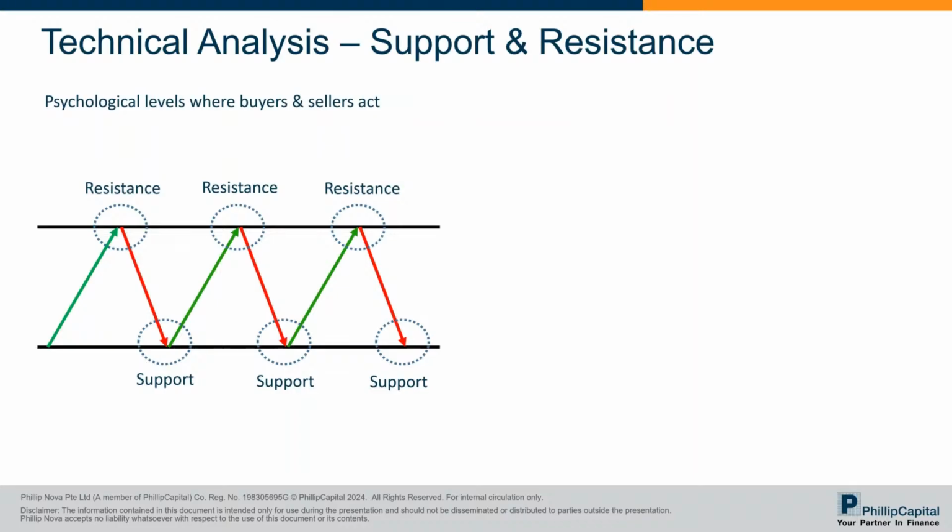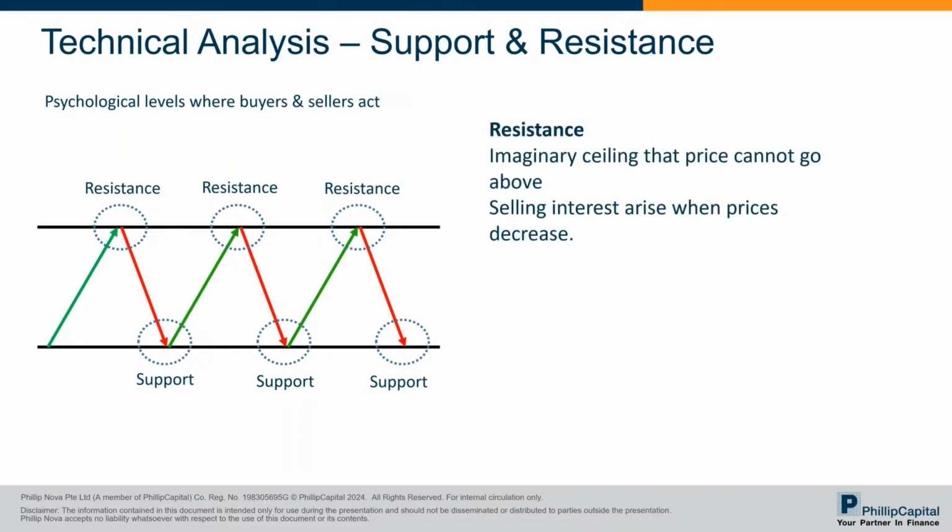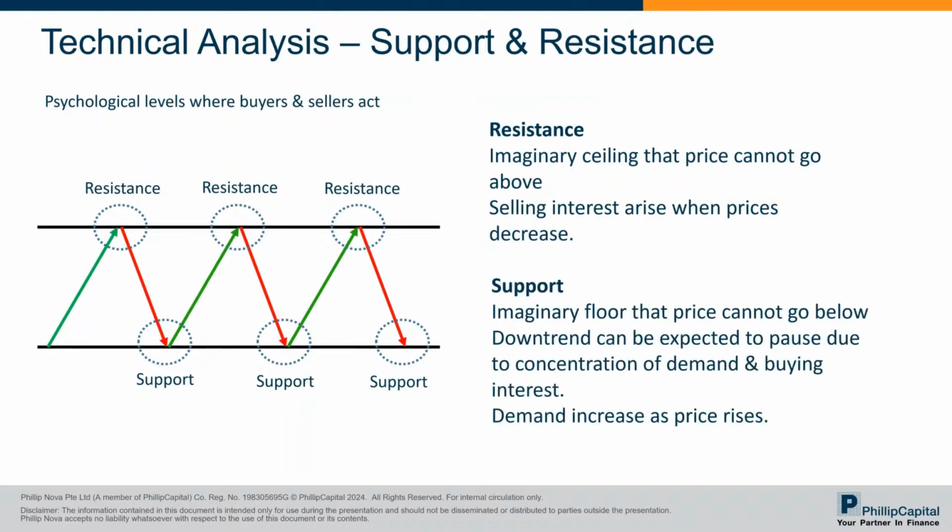But after it managed to pierce through the 100K level, the previous resistance line then turned into a support line. So it has turned from a ceiling into a floor. You can think of resistance as an imaginary ceiling that prices just cannot go above. Whenever prices reach there, the selling pressure would come in, sending the price lower. On the other hand, you also have the support, which you can think of as an imaginary floor that prices simply cannot go below.